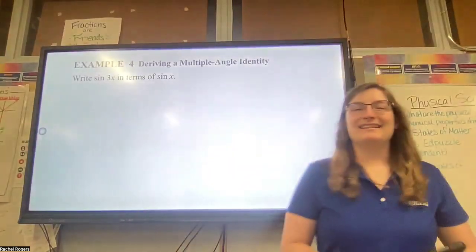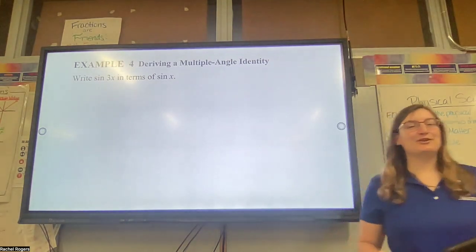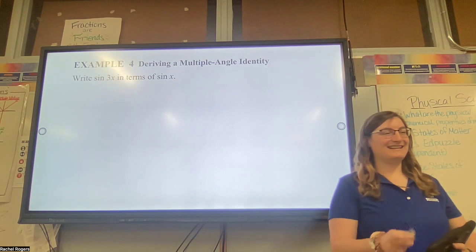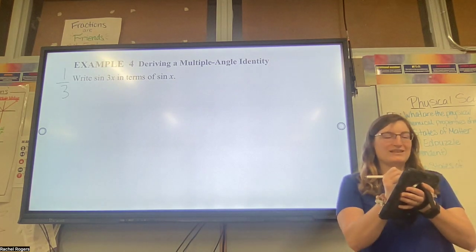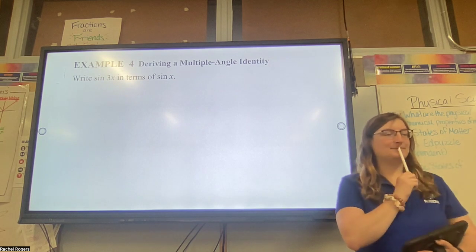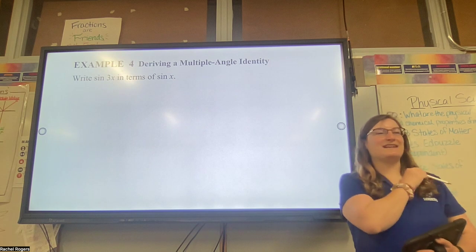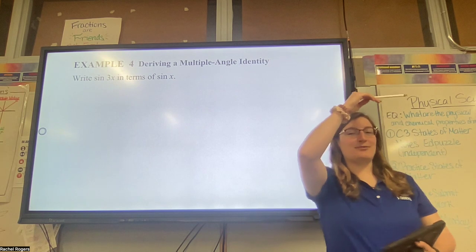All right, last example for today. Write sine of 3x in terms of sine of x. Did you times it by 1/3? But that would do it on the outside. It wouldn't change anything about the inside though. If we think back to the little side quest we did at the top of your paper.